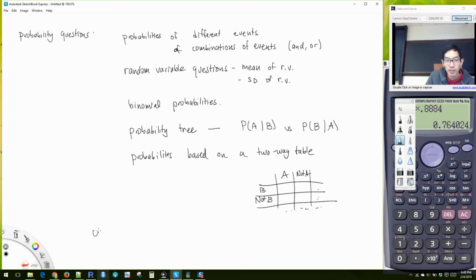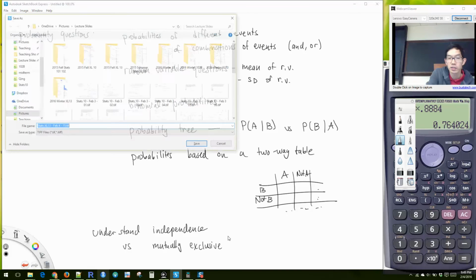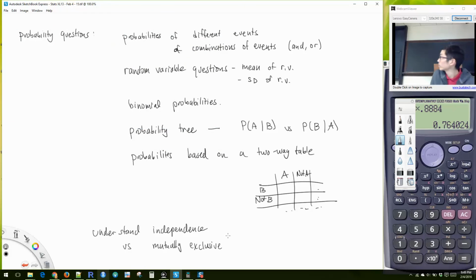Understand independence versus mutually exclusive. Do you have any questions on this?